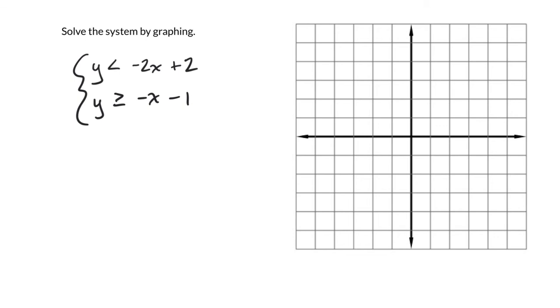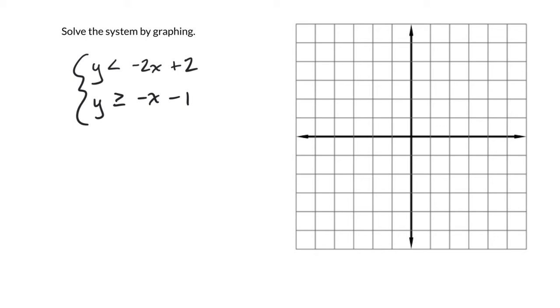Now the cool part of solving these systems of inequalities by graphing is that you already know how to do this. You simply have to graph this inequality and then graph this inequality, and then you're done. And your solutions will lie in the intersection of these shaded areas. And depending on if you have a dashed line or a solid line, your solutions may be on the line as well. Okay, so let's just start by graphing the first one.